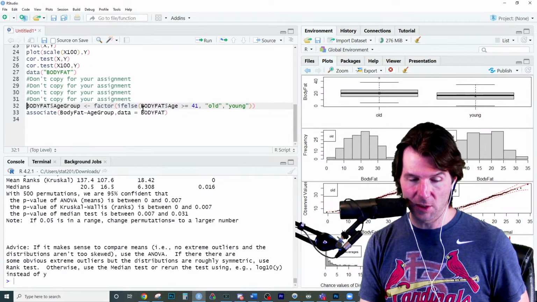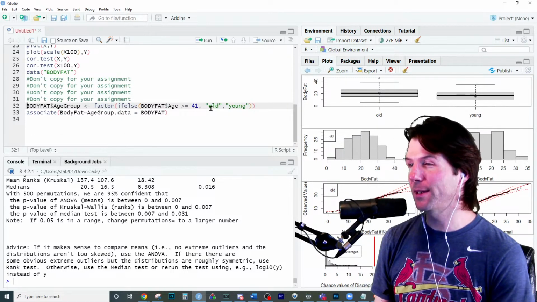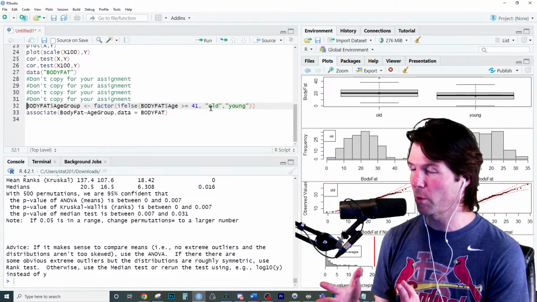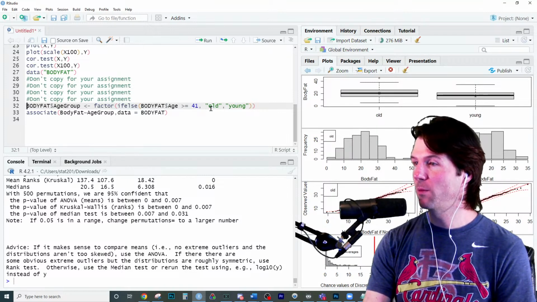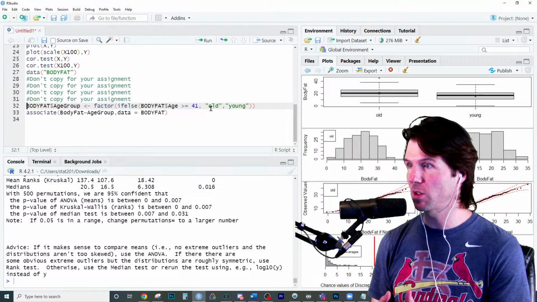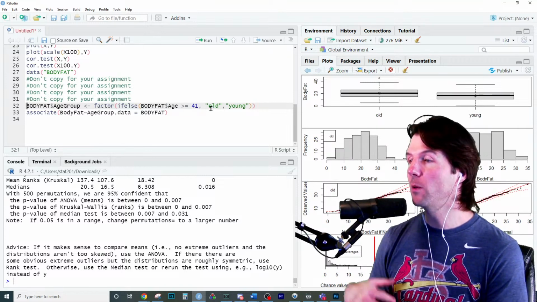So don't do the one I'm doing. I did a special one right here where I created my own categorical variable, so it's not really from one of the data sets you would normally use. But let's take a look at this right here and think about what this would be. So don't copy this one, but let's think about it.